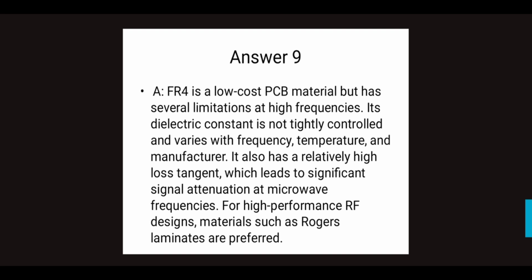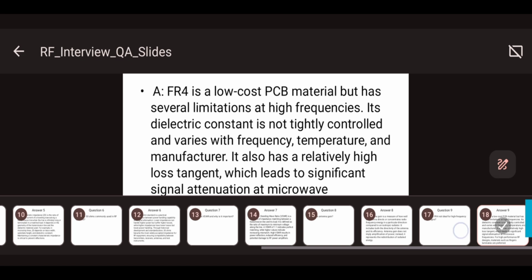You see, FR4 is a low cost PCB material but has several limitations at higher frequencies. Its dielectric constant is not tightly controlled. We have discussed this, and it keeps changing with frequency and also temperature and manufacturer. It also has a relatively high loss tangent, which leads to significant signal attenuation at microwave frequency. For higher performance RF design, materials such as Rogers laminates are preferred.